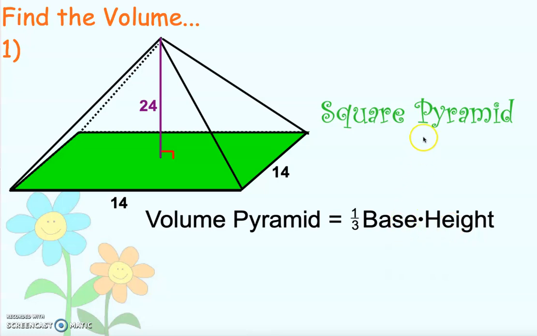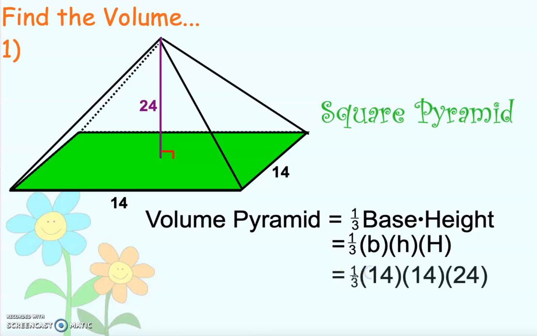And since the base is a square, then we want to say it's 1/3 little b little h times capital H. In this case, we started out with a pretty easy one in that I think I gave you everything you need. You know little b is 14 and little h is 14. And you know the capital H height goes from the vertex perpendicular to the base. That's 24. You can plug those numbers in and do the math.